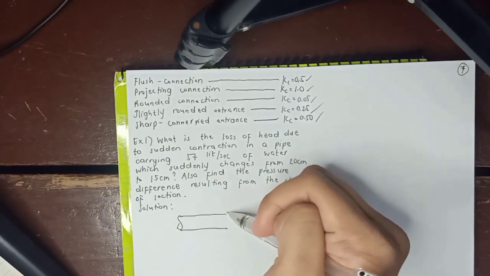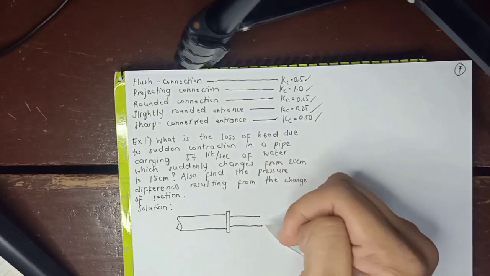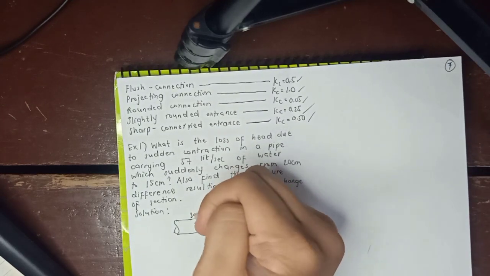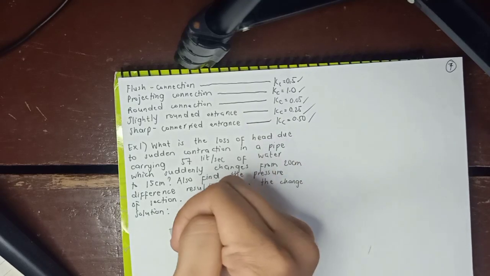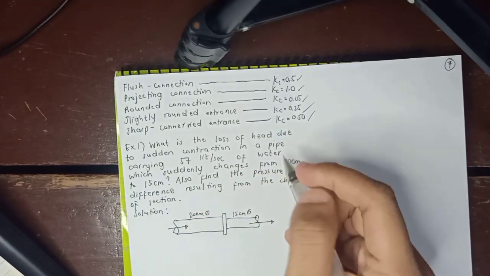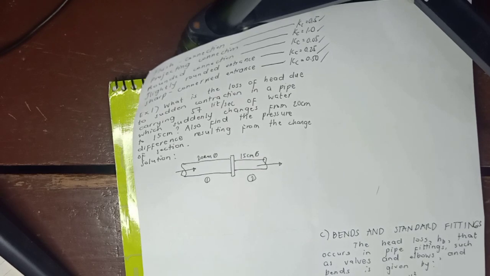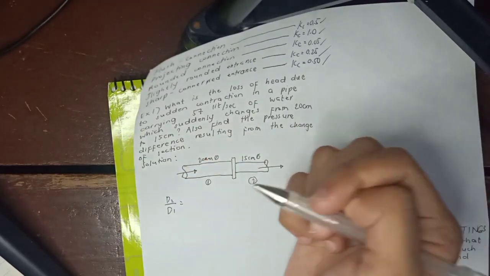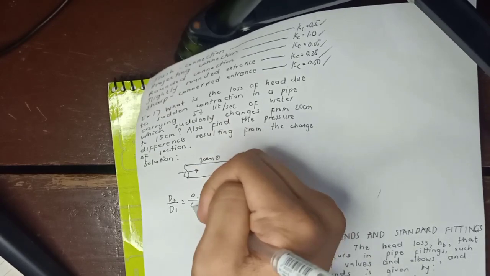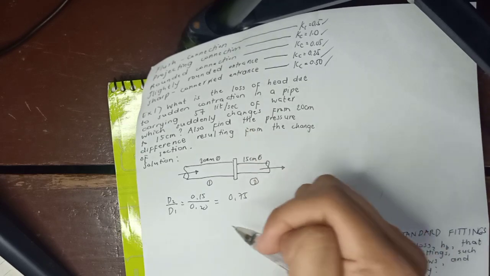Same question as you can see. So 20 cm diameter, 15 cm diameter. First section, second section. What is the change in the solving of the problem? So we involve D sub 2 over D sub 1, which is 0.15 and 0.20, and the result is 0.75.